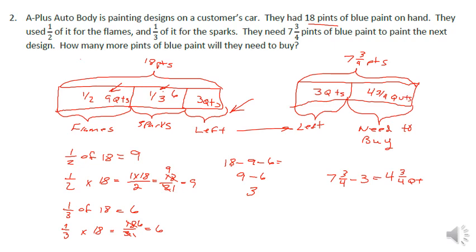Now let's go back and check to make sure. How many more pints of paint do they need to buy? Well, I don't think I can buy 3/4 of a quart. So I would actually need to buy 5 quarts in order to have enough, because they don't sell 3/4 of a quart.